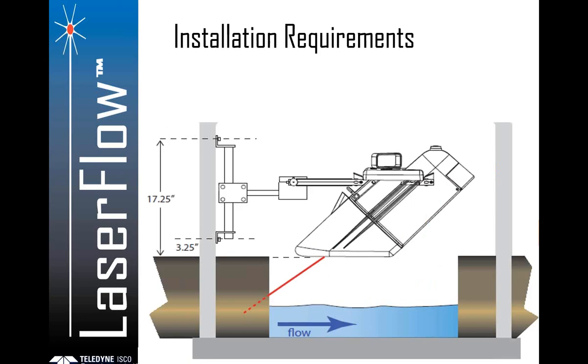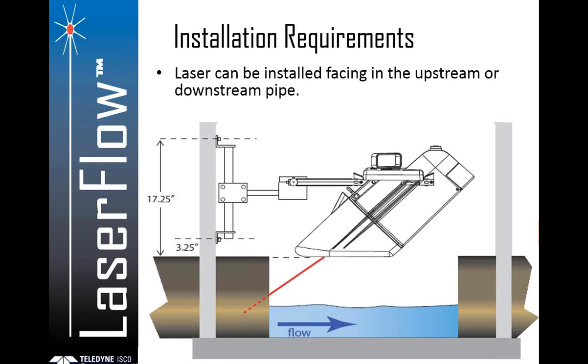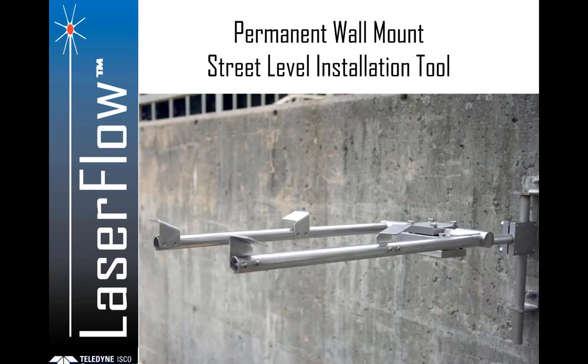For the installation requirements, this is showing the sensor pointing upstream into the flow measurement. On permanent locations, ISCO offers stainless steel mounting brackets that can be concrete drilled to the side of a manhole or any type of structure over the channel. The laser, as we mentioned, can also be installed facing in the downstream pipe as well. You just center the bracket over the flow stream and away you go.